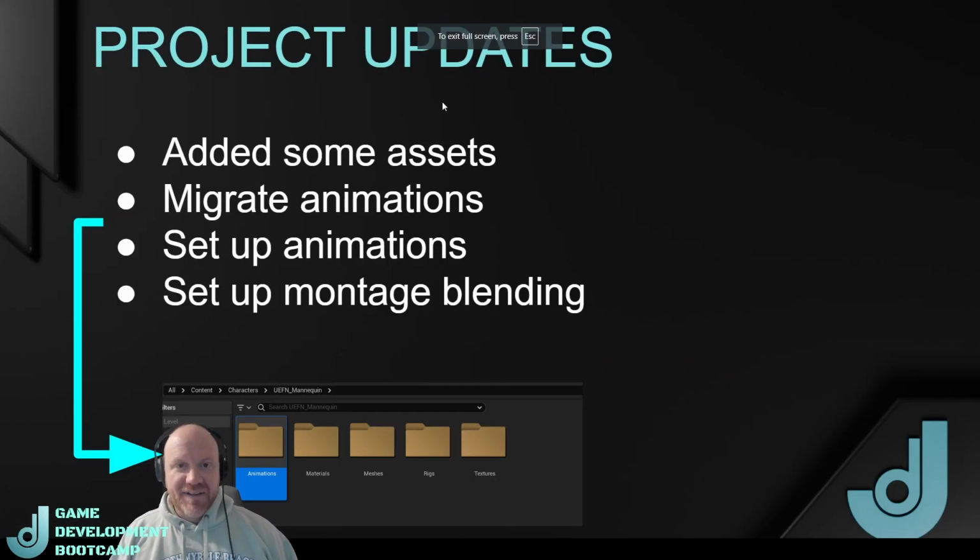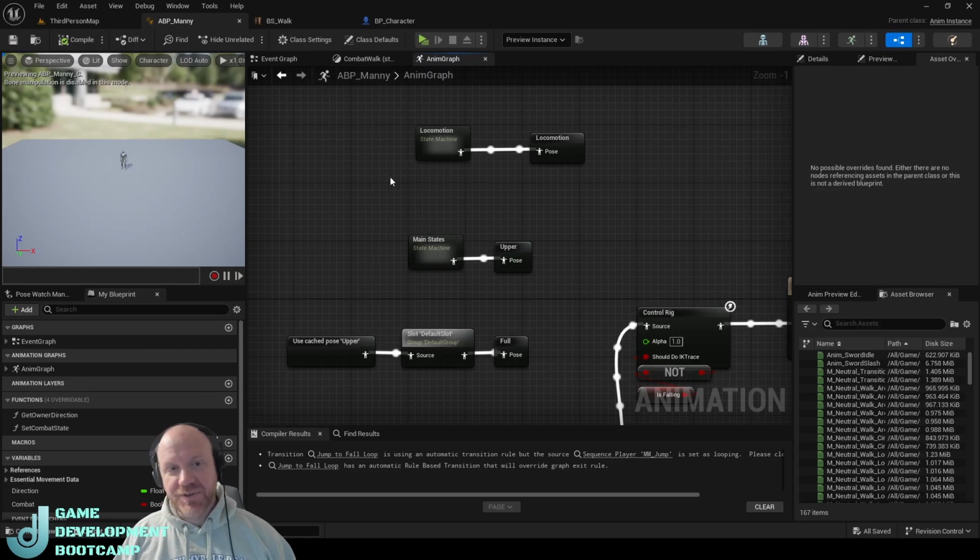So I added the assets. I migrated those animations from that other project. If you don't remember, you can just right click on the file and select migrate and then choose the project that you want to migrate them to. And then you'll have all the assets in your other project. And then we set up those animations in our animation blueprint. And I also set up the montage blending. We also did this in a previous lesson, but it looks like this.